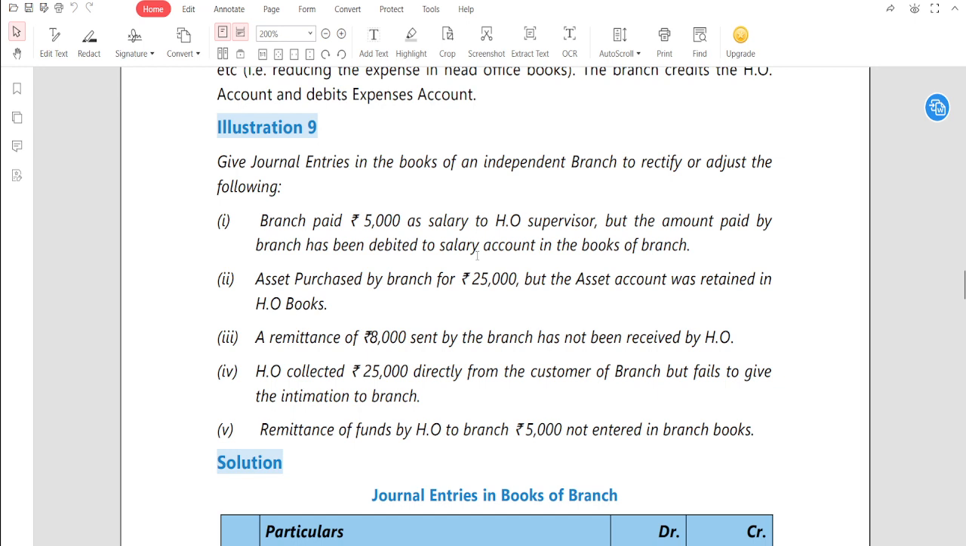So in this case, if you see how we are going to record this, that is a good question. We need to just rectify this. These are pretty simple journals, and we need to record this clearly. एक बार गो थ्रू कर लीजिए. We'll discuss one by one.